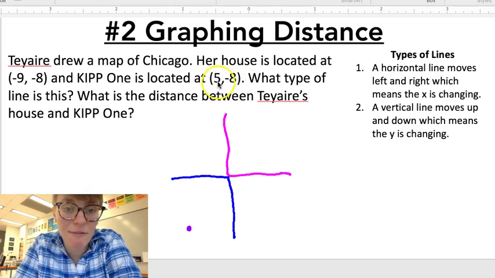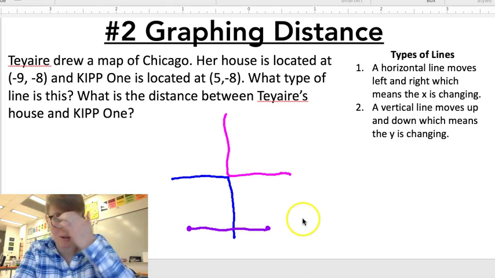And KIPP 1 is at (5, -8). So I'm going to be on the positive side because positive is 5. It's our x, and then -8. So that's going to be about here. So this is the distance on our graph from TRE's house to KIPP 1 Academy.